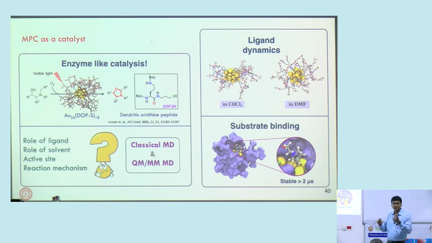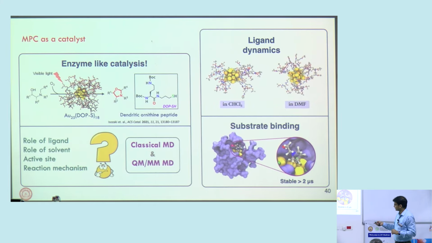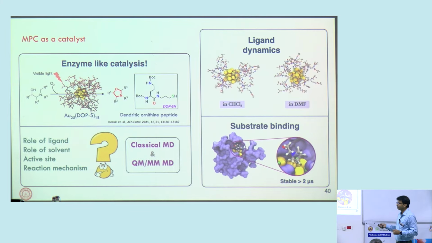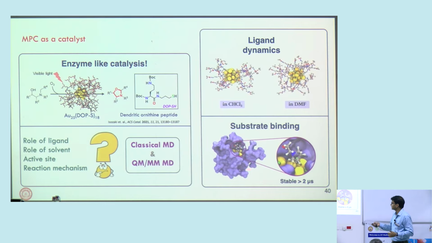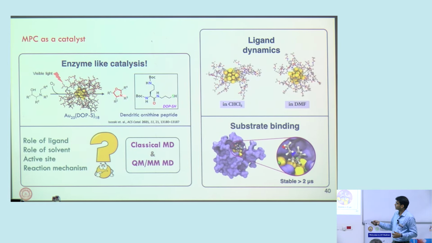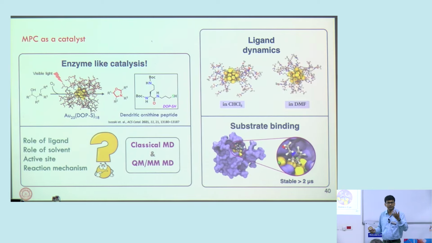This is also almost like an enzyme mimic. We thought, okay, let's model something here. Let's model one chemical reaction mimicking, let's say, an enzyme mimic. So we took this, again a published paper in ACS Catalysis, and we wanted to study how the cyclization takes place inside this nanocluster using computer.